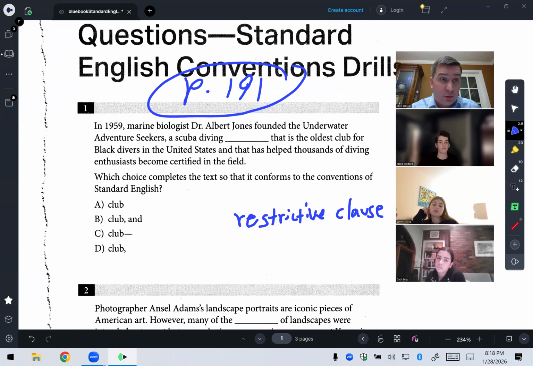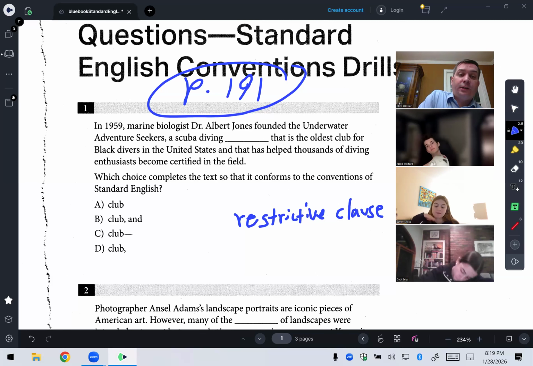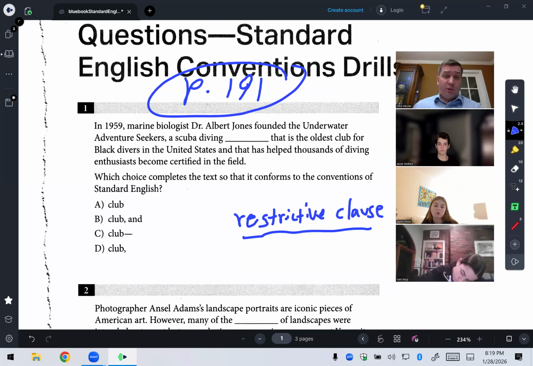Anyway, here's the first question. In 1959, marine biologist Dr. Albert Jones founded the Underwater Adventure Seekers, a scuba diving blank that is the oldest club for black divers in the US and that has helped thousands of diving enthusiasts become certified in the field. So they, of course, are testing us on punctuation, as they often are. And I made a note here that they're testing us on a restrictive clause. We're gonna talk about that in another grammar lesson, so I'm not even going to explain what it is today.